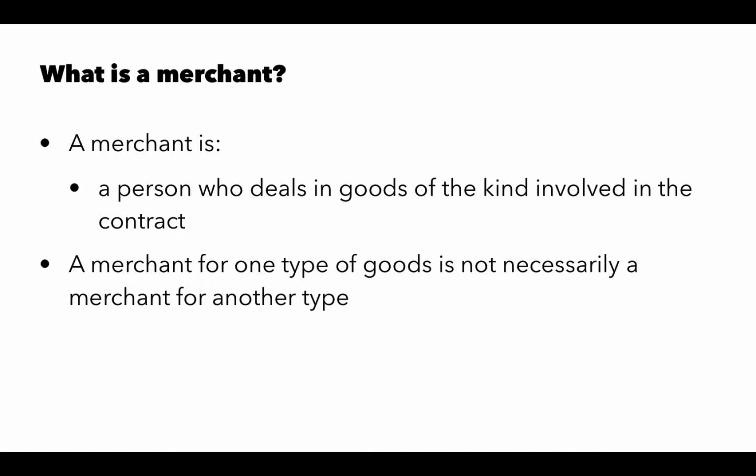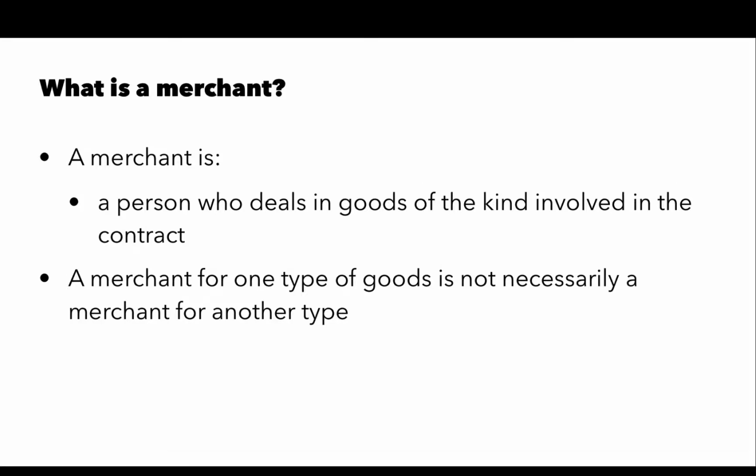Now, a party may be a merchant for one type of good, but it may not be a merchant for the type of goods involved in the transaction. So, say a company that sells toys is a merchant for the sale of toys. But if that toy company decides to remodel its store, and therefore sells all of the shelving in the store and replaces it with new shelving, when the seller sells that shelving, it is not a merchant for shelving. So it would not be treated as a merchant by the UCC.